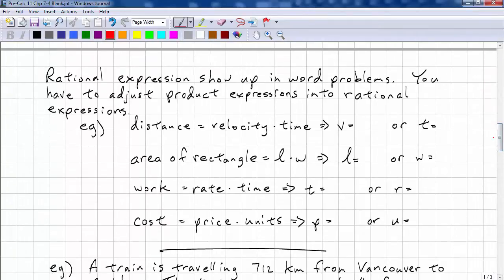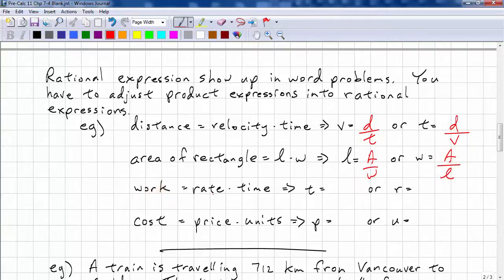So rational expressions show up in word problems. And you have to adjust the product expressions into rational expressions. So when we have distance equals velocity times time, we get distance over time equals velocity, or time equals distance over velocity. And when we have the area of a rectangle, L times W, the length is equal to the area divided by the width, or the width is equal to the area divided by the length.